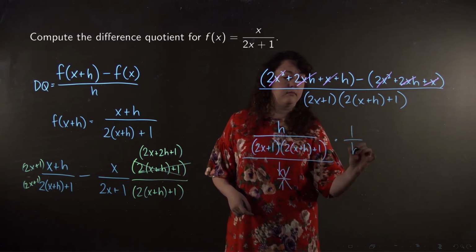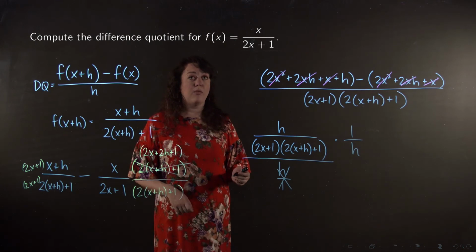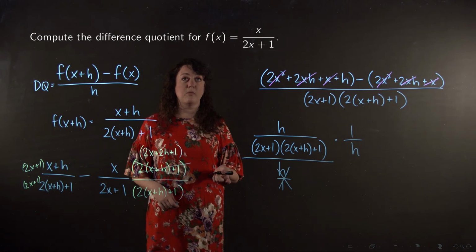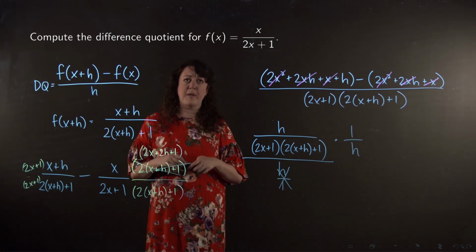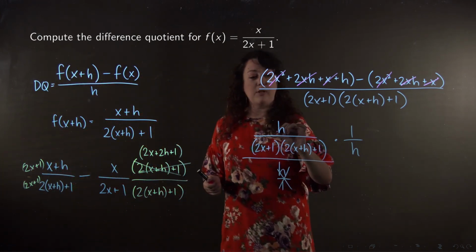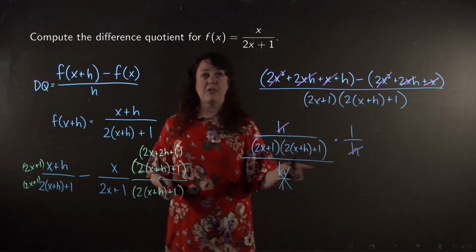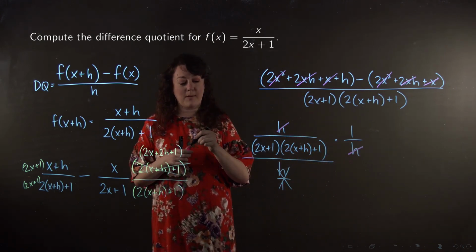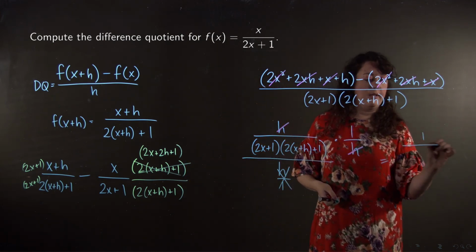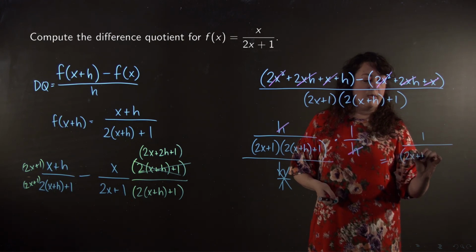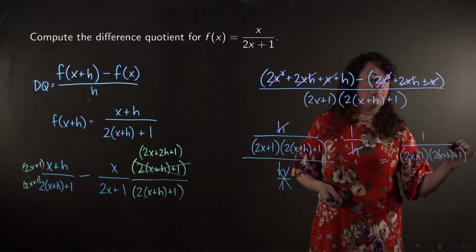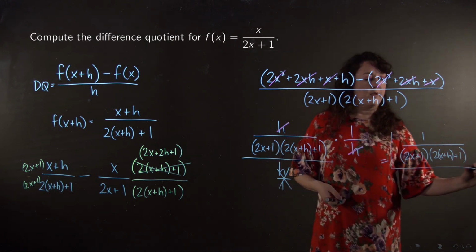Okay, what happens now? Should I distribute the h inside one of my 2x plus 1s or my 2x plus h plus 1s? No, I already acknowledged that those were bad and I moved on with my life. I shouldn't touch them anymore. What I can do, however, is see that there's an h up here and there's an h down here. Those h's will cancel out, and now I'm just left with a 1 up top. So this is our answer. We have simplified our difference quotient down to give me 1 over 2x plus 1 times 2x plus h plus 1. That is our simplified difference quotient.